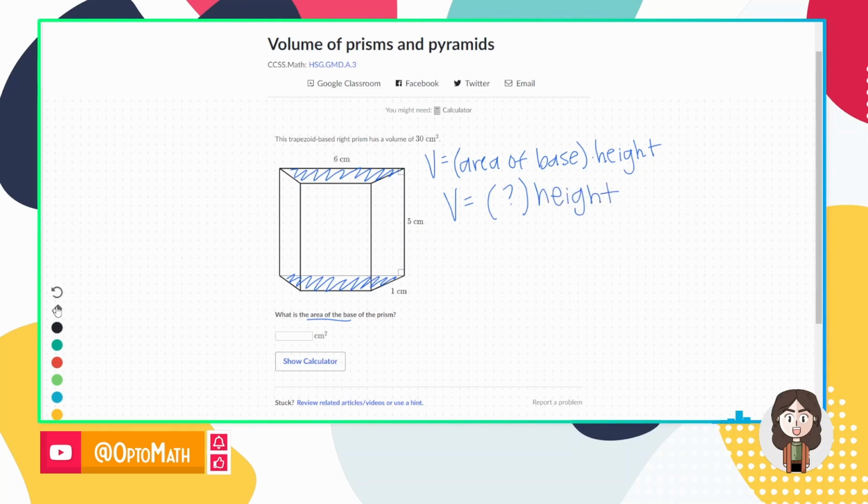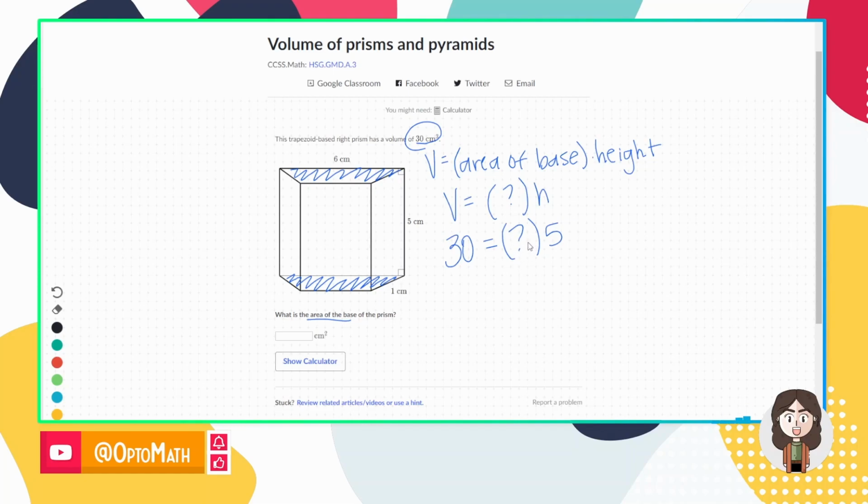And instead of writing height, I'm just gonna keep it as H. Now we can substitute. We know the volume is 30 centimeters cubed, or for now, I'll just write 30. And our height is 5. Now we want to find the area of the base. So we're just solving this equation for the question mark.